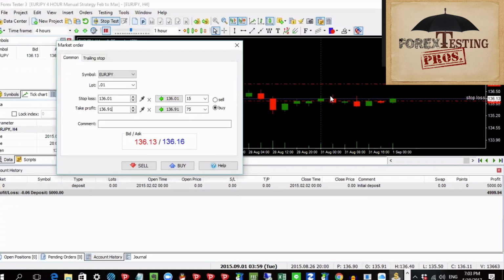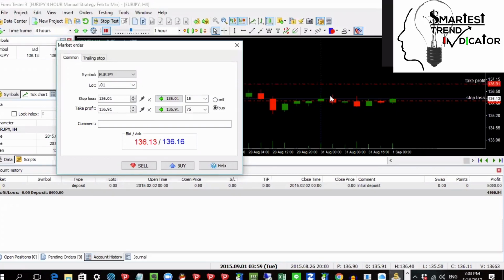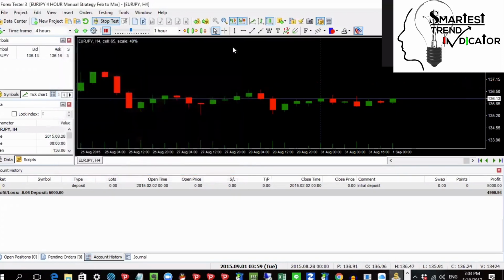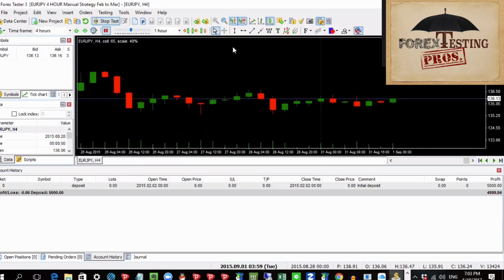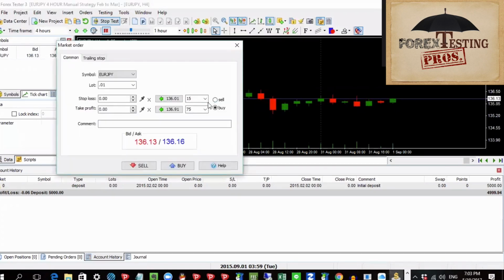On a 4-hour time frame, even if you had to do 5 pairs, it would be pretty easy. But me testing, I'm trying to test the whole year within less than a month. It's a lot of work, and doing this manually is very time consuming. That's why I like this software. I can just put it in, and it automatically places it for me.